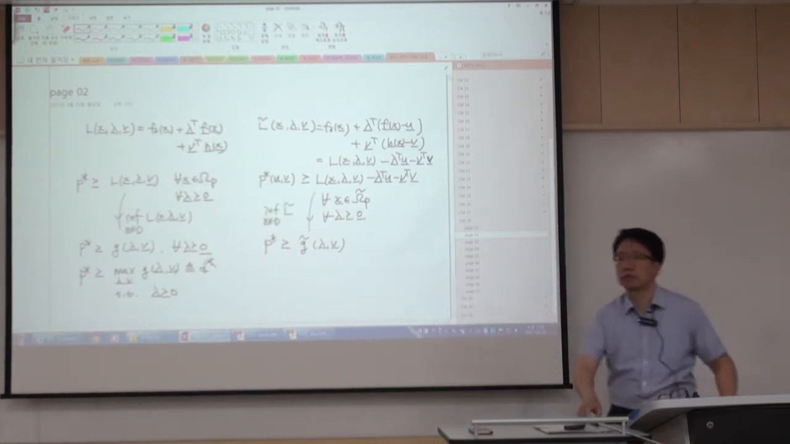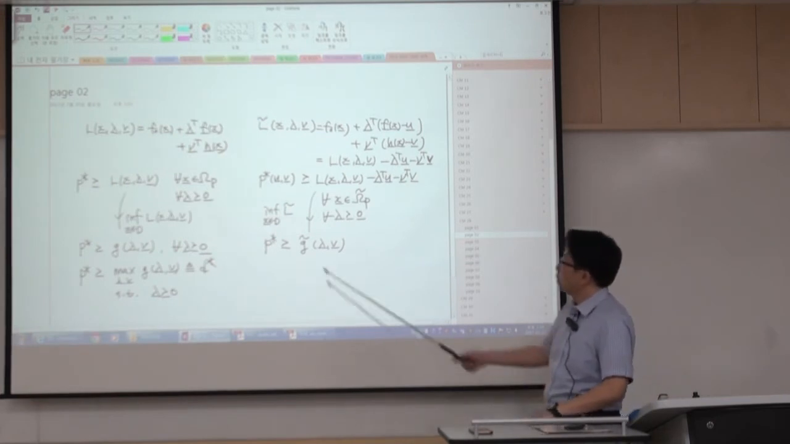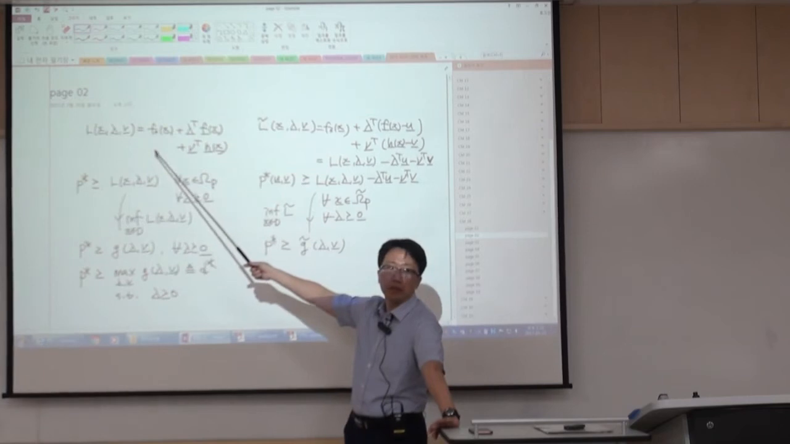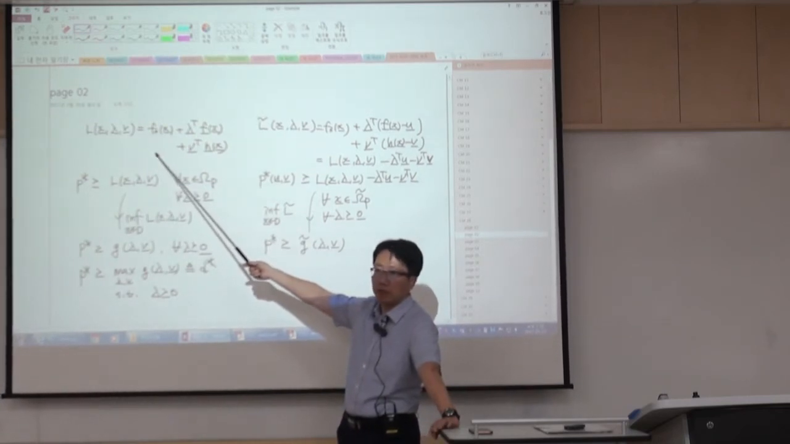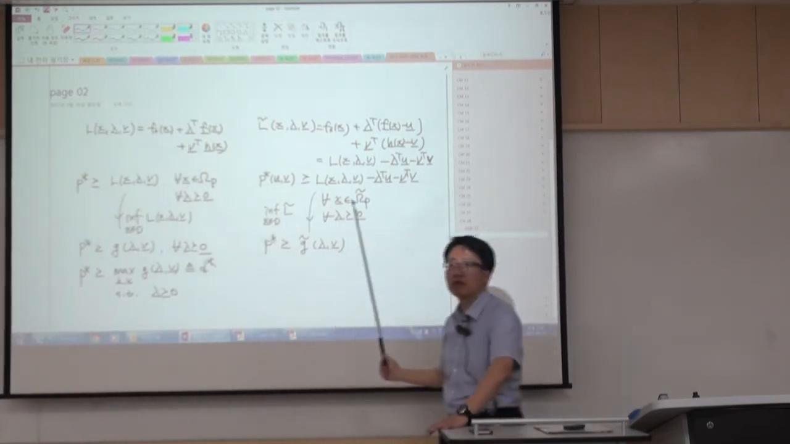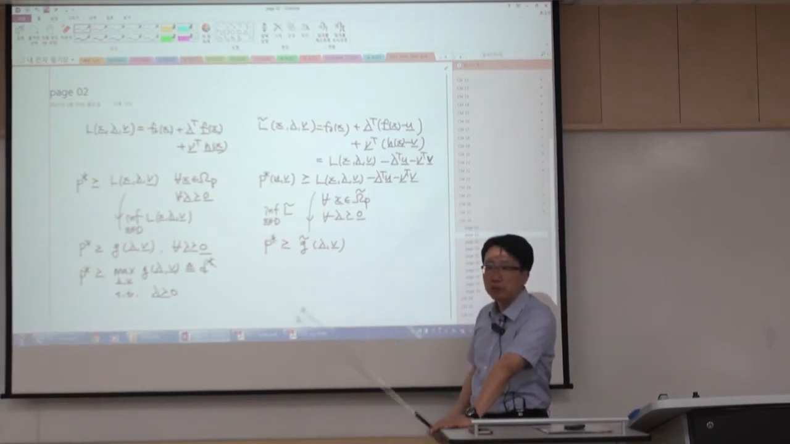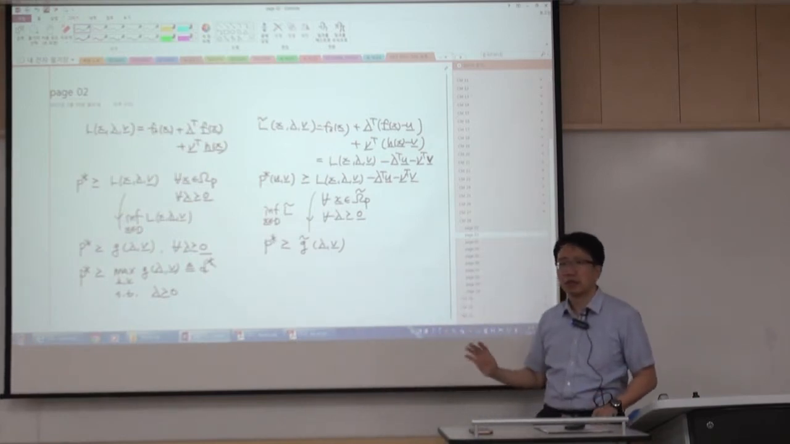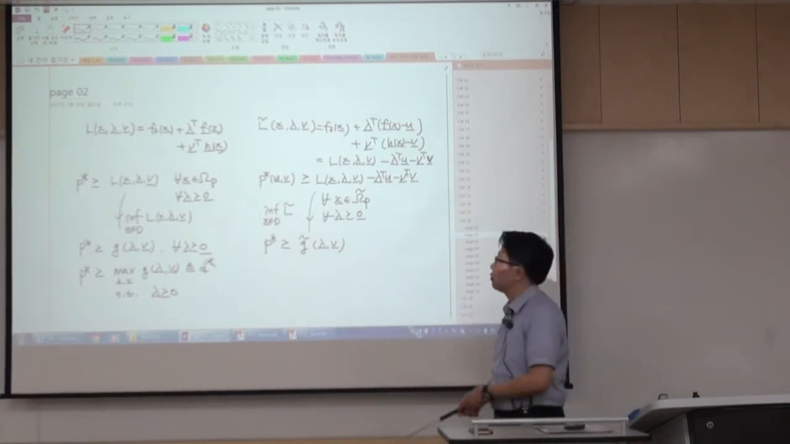Got it? So nothing's changing. The domain in the unperturbed primal problem is the same as the domain of the perturbed primal problem, right? Because we perturbed it in a special way. Okay, we perturb the problem in a very special way.